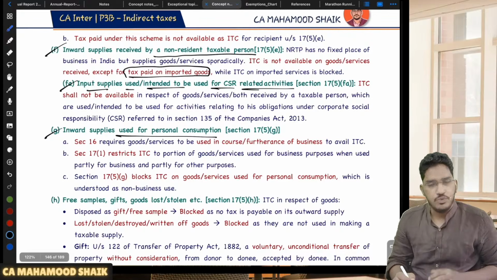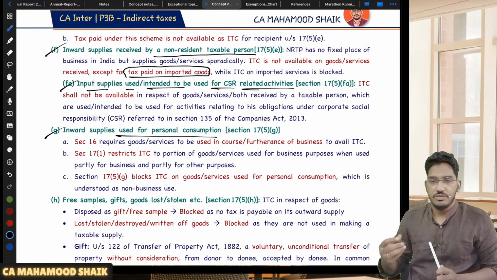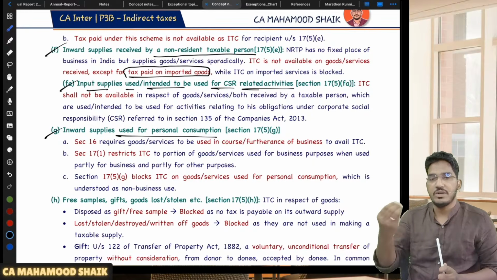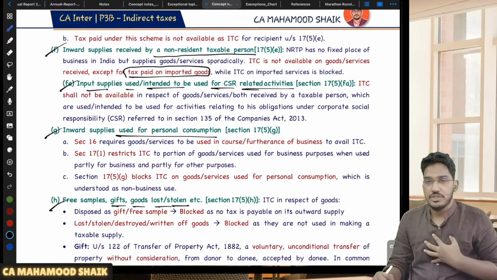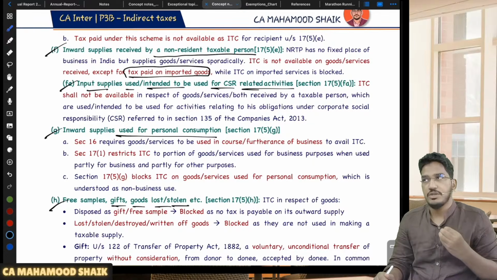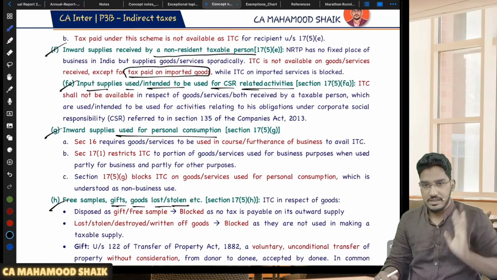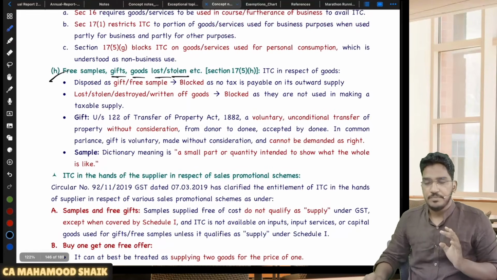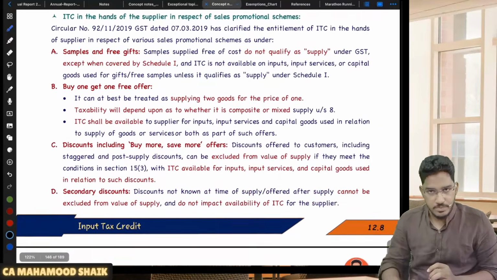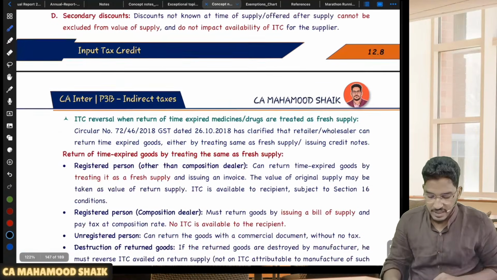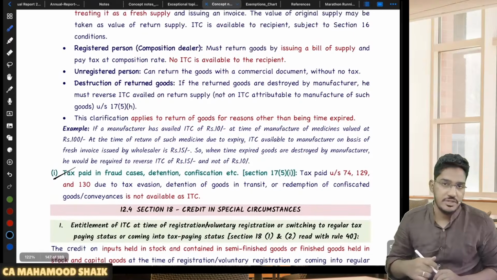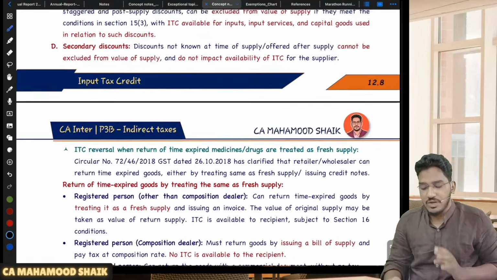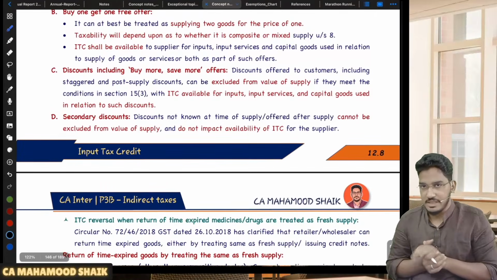Then we have inward supplies which are used for personal consumption. If you are not using it for business purposes, if you are using it for personal consumption, then you can never avail the ITC on it. Then free samples, gifts, lost or stolen goods, etc. If you are distributing the goods as free samples, you can't avail ITC. If you are distributing the goods as free gifts, you can't avail ITC. If the goods are stolen, ITC is also gone. If the goods are destroyed, ITC is also destroyed. Simple logic here: if you have output tax liability, then you can enjoy input tax credit. If there is no output tax liability, you can't enjoy the input tax credit. Next, tax paid in fraud cases, detention and confiscation. So these are all the various cases where you can't avail the input tax credit under section 17 subsection 5.